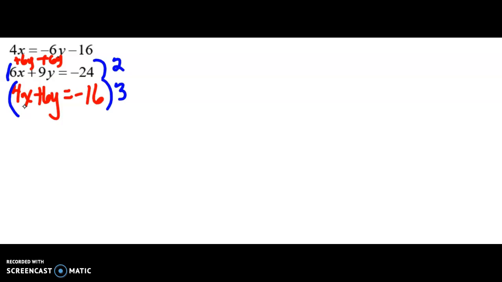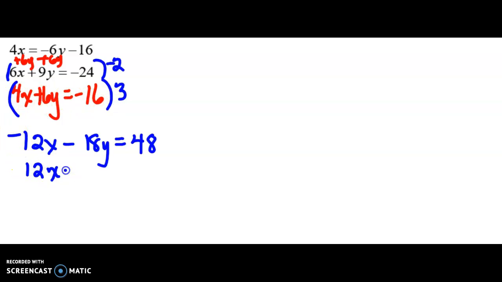And actually I need one of these to be negative. So I have more room, I'm just going to make this one negative. So my new equations are negative 12x minus 18y equals a positive 48. And this equation would be 12x plus 18y, and make sure you're multiplying the constants as well, negative 48.